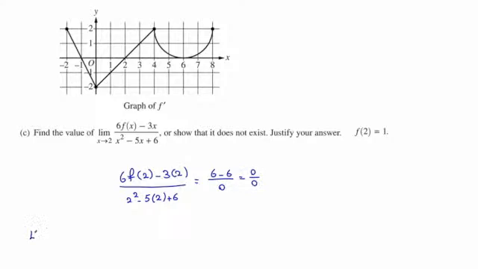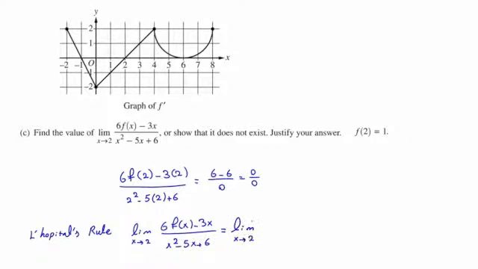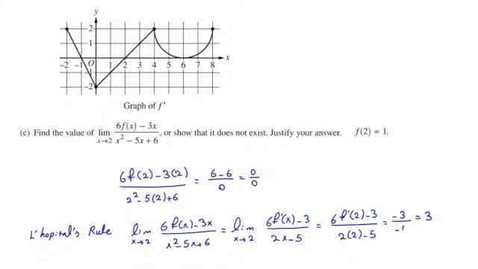So by L'Hopital's rule, the limit as x approaches 2 of 6f of x minus 3x over x squared minus 5x plus 6 equals the limit as x approaches 2 of the derivatives of numerator and denominator, 6f prime of x minus 3 over 2x minus 5. Replacing x with 2, it is 6f prime of 2 minus 3 over 2 times 2 minus 5. From the graph, f prime of 2 is 0. So it is 0 minus 3 over 4 minus 5, which is negative 3 over negative 1, which is 3.